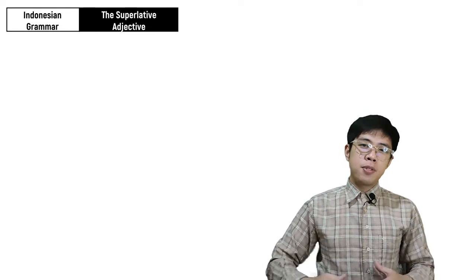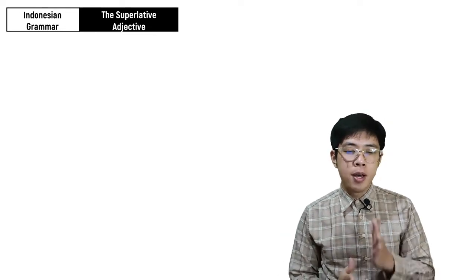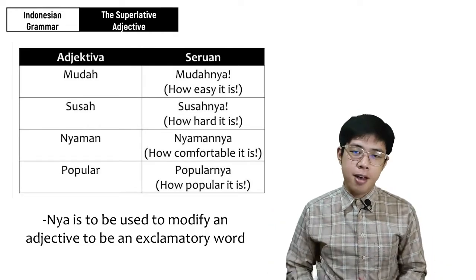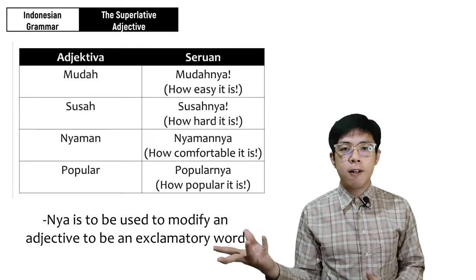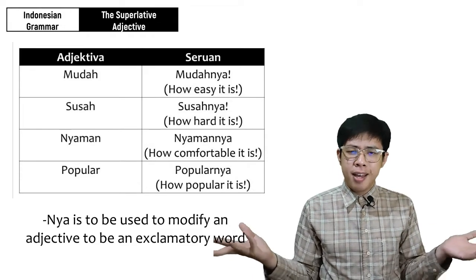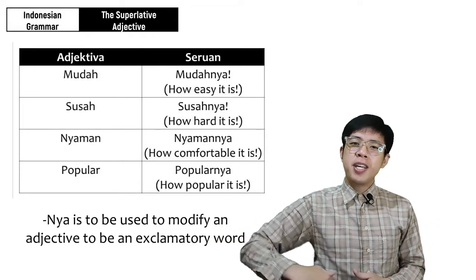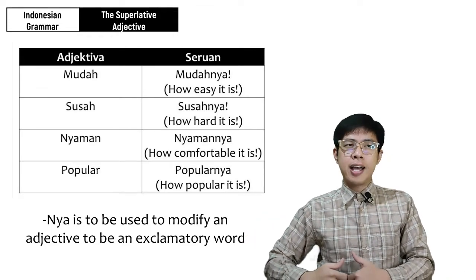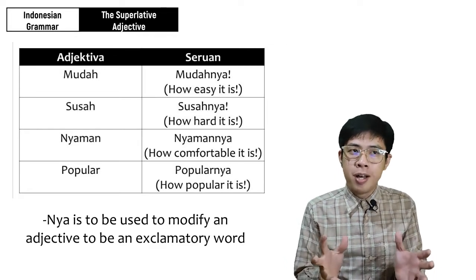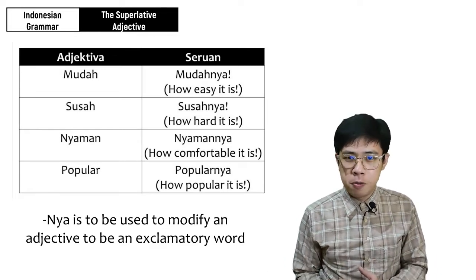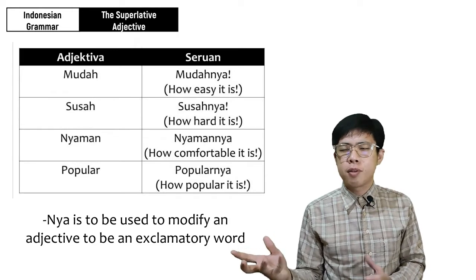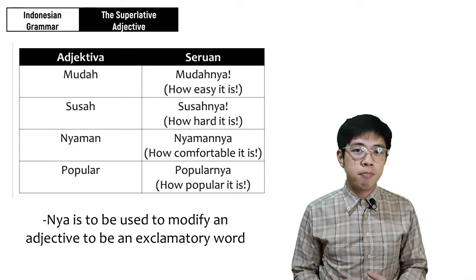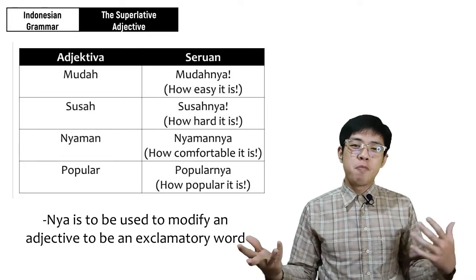And now we've come to the last thing in this video. So how you can use nya as an adjective modifier. Mudah, mudahnya. So you can use nya to modify an adjective and it becomes like a kind of exclamation or impersonal expression. Susah, susahnya. Nyaman, nyamannya. Popular, popularnya.